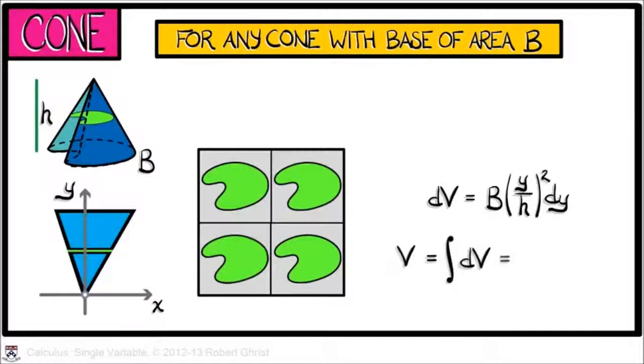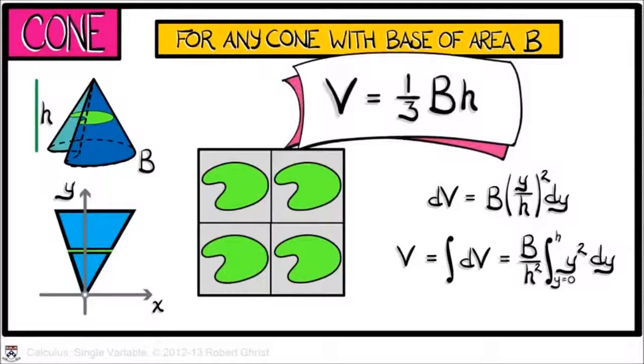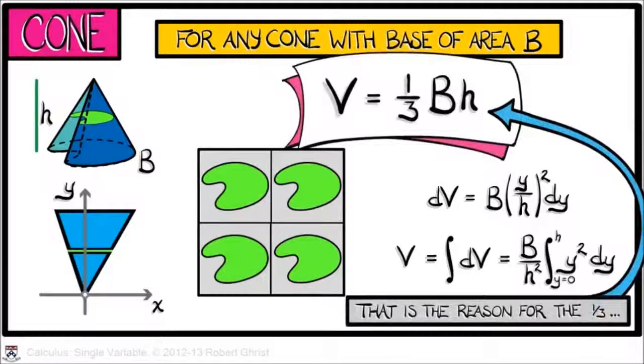And when we integrate that, we see that the constants b and h squared come out in front, and what's left is the integral of y squared dy. Evaluating that from 0 to h yields 1/3 the base times the height. And so we see that the real reason for that 1/3 in the volume of a cone comes from integrating y squared. That's a nice insight to this classical formula.